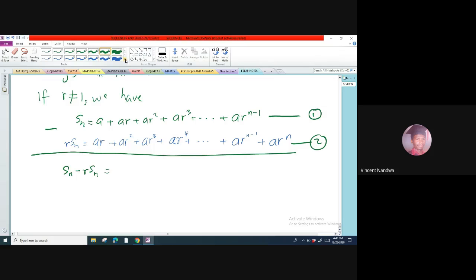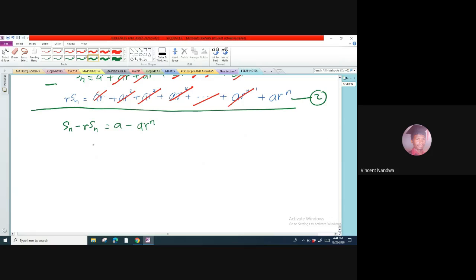Consider in this case when you subtract, this and this cancel, this and this cancel, this and this cancel. All these terms cancel. So we remain with this A and then AR to the power n. So that will give us A minus AR raised to the power n. Now from this one, we can have 1 minus R times Sn equals A into 1 minus R to the power n. So making Sn the subject, we have A into 1 minus R to the power n divided by 1 minus R.